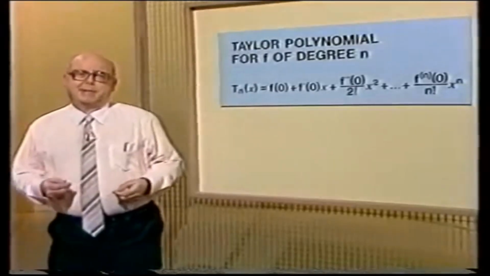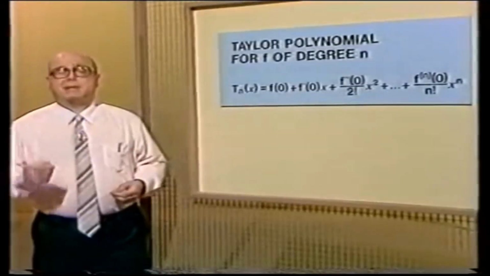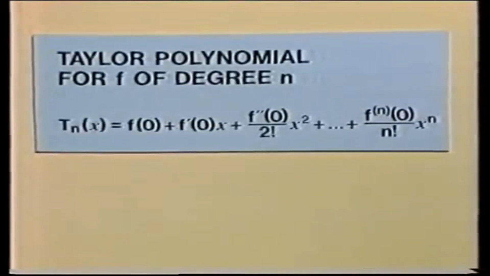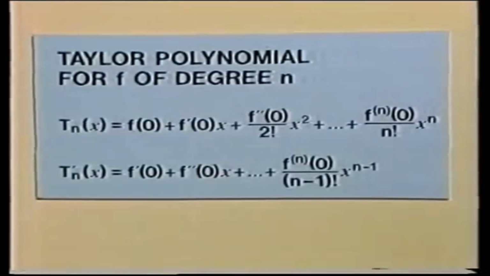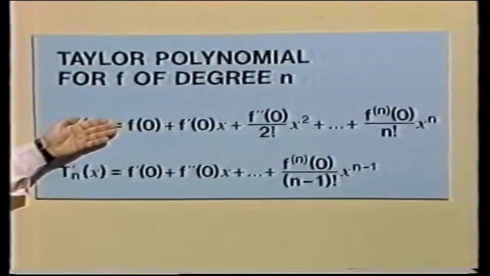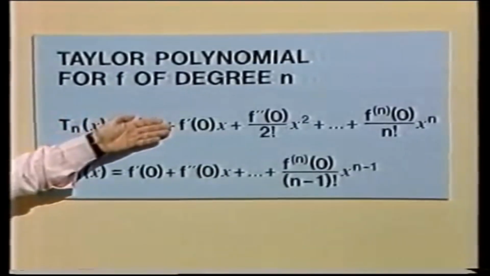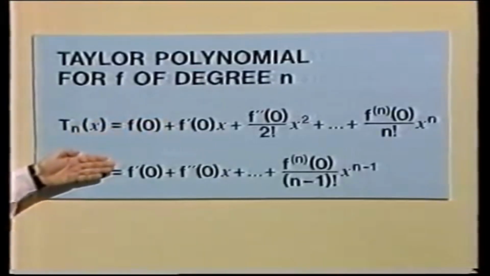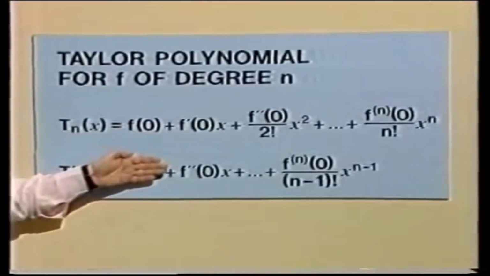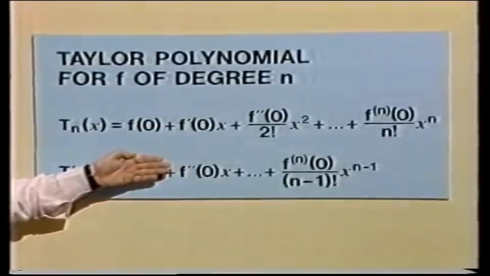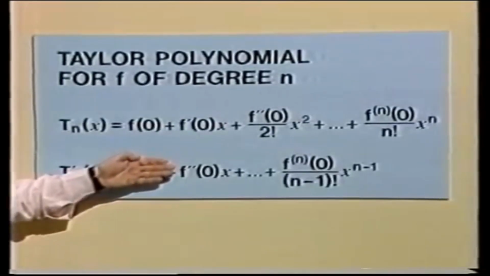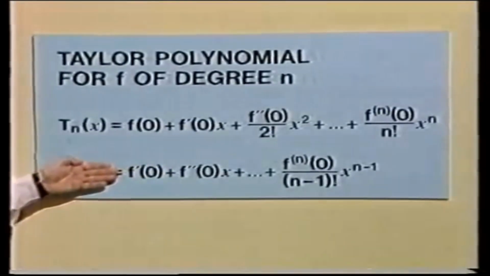We also want Tn to have the same derivative as f at 0. Well, look what happens when we differentiate. The constant term vanishes. The term with f dash 0 loses its x, but the remaining terms still contain x's. So, when x is 0, we're just left with f dash of 0.